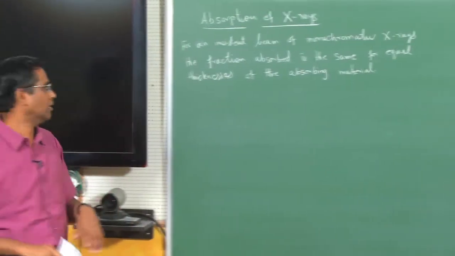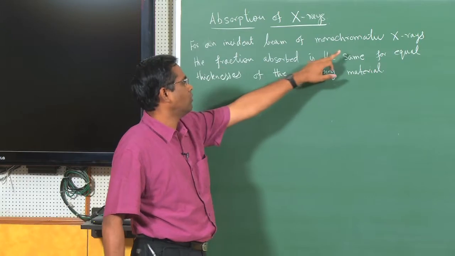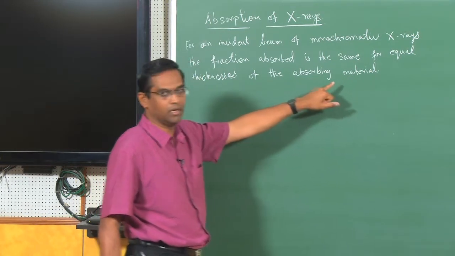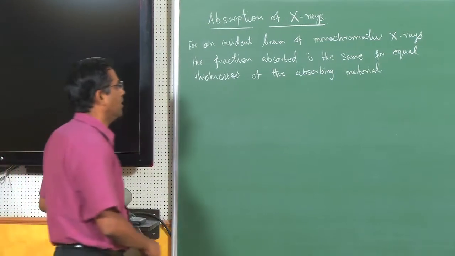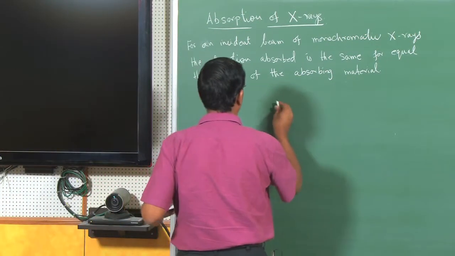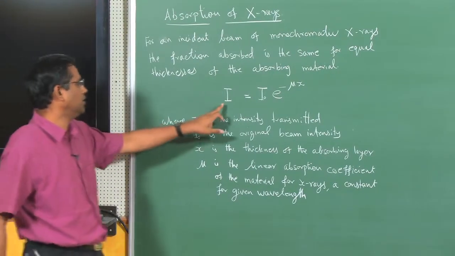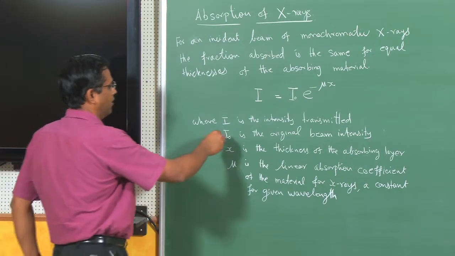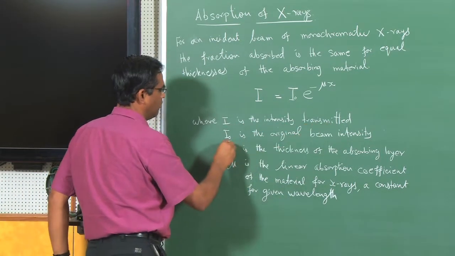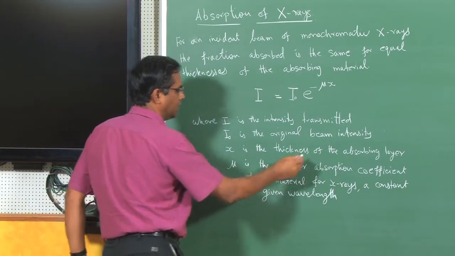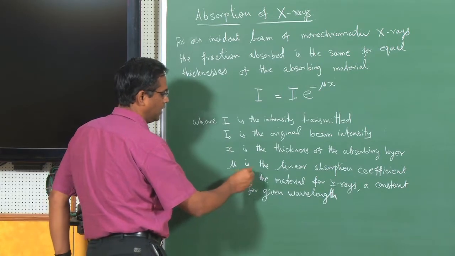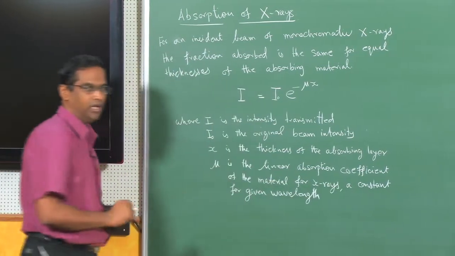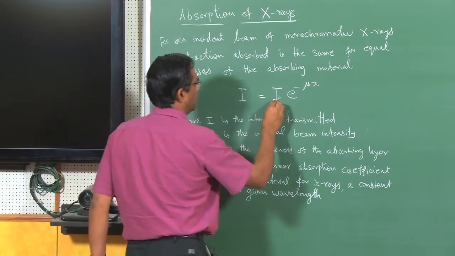So, what I have written is, for an incident beam of monochromatic X-rays, the fraction absorbed is the same for equal thicknesses of the absorbing material. So, this can be written in the form of an equation, which is a well known equation. I is equal to I naught into e to the power minus mu x, which you know already, where I is the intensity transmitted, I naught is the original beam intensity, x is the thickness of the absorbing layer, and mu is the linear absorption coefficient of the material for X-rays, which is a constant for a given wavelength. But this equation can be put in a much more useful form.